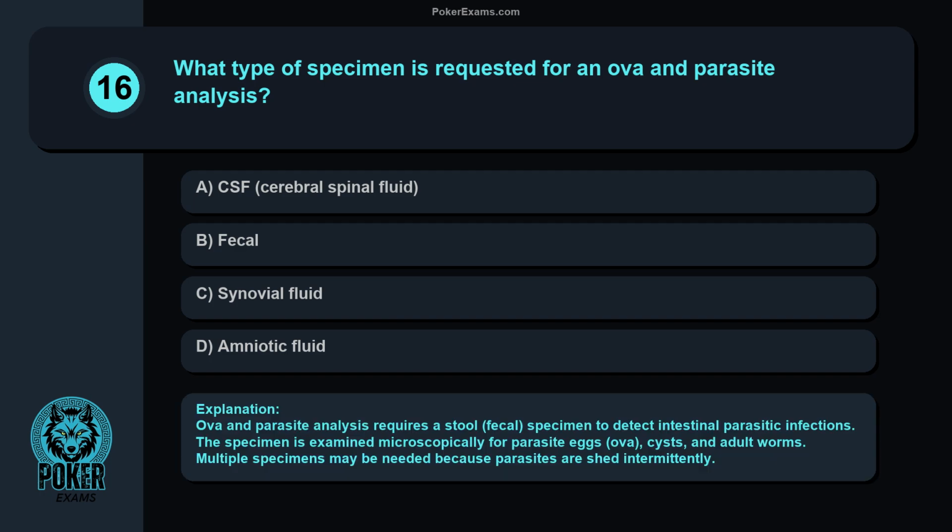Ova and parasite analysis requires a stool, fecal, specimen to detect intestinal parasitic infections. The specimen is examined microscopically for parasite eggs, ova, cysts, and adult worms. Multiple specimens may be needed because parasites are shed intermittently.